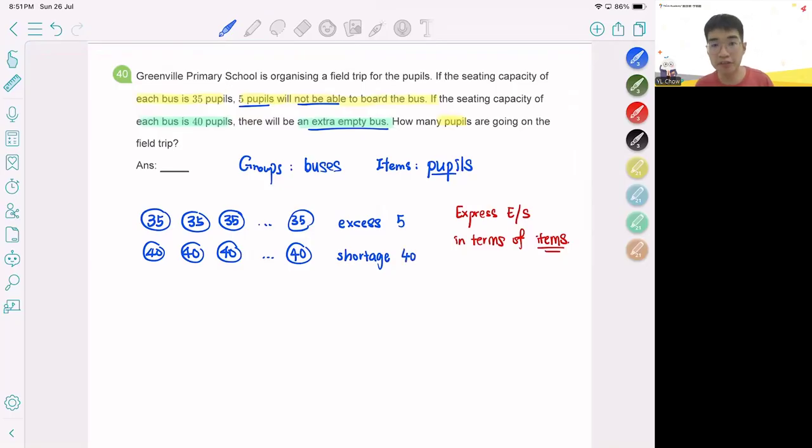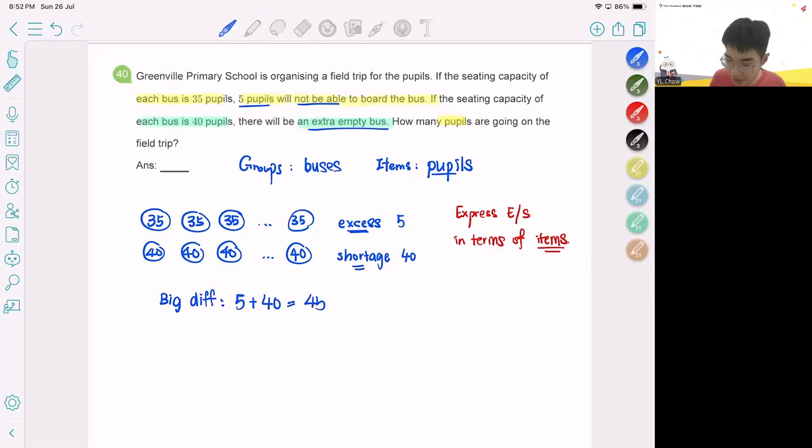So now you express both scenarios. It's time to find out how many buses and how many pupils there are. First, we look at the big difference, which is the difference of the results. From an excess of 5 to a shortage of 40, how many more students am I intending to give to the buses? Originally I have 5 extra. I give away the 5 students and I still need to give 40 more, but I just don't have it. So how many more students do I plan to give the buses? That will be 5 plus 40. Hint for you: one excess, one shortage. To find the big difference between the results, use addition.